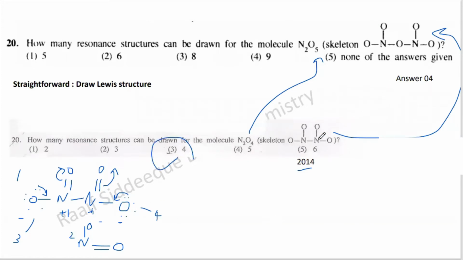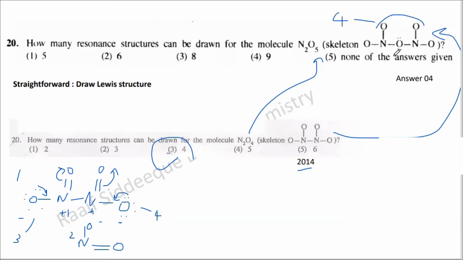But what is the difference between N2O4 and N2O5? In the middle, there is another oxygen. Here, there will be two more lone pairs coming. You can imagine that with these two oxygens, without this central oxygen, they had four. Again, here there is a similar case with these two terminal oxygens. There will be four.